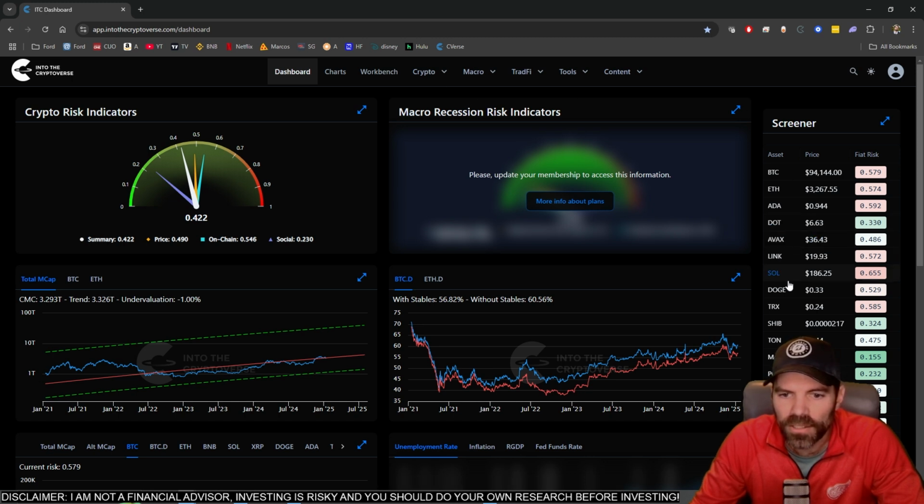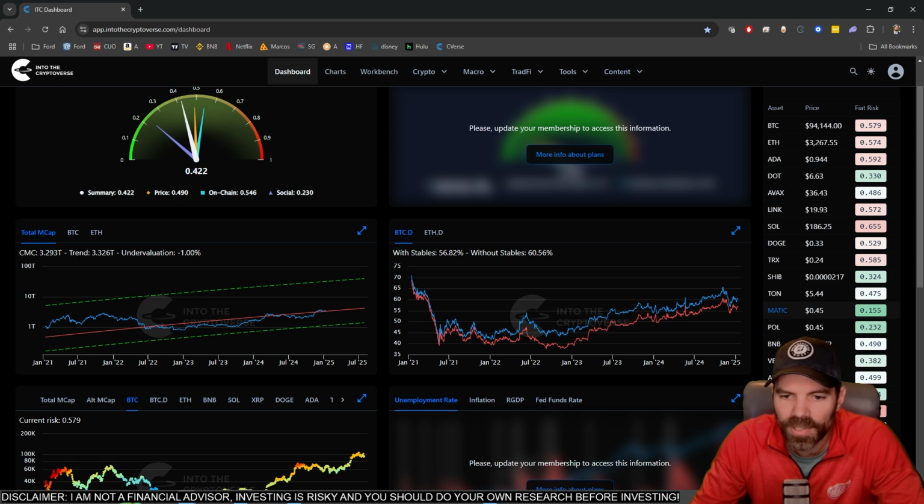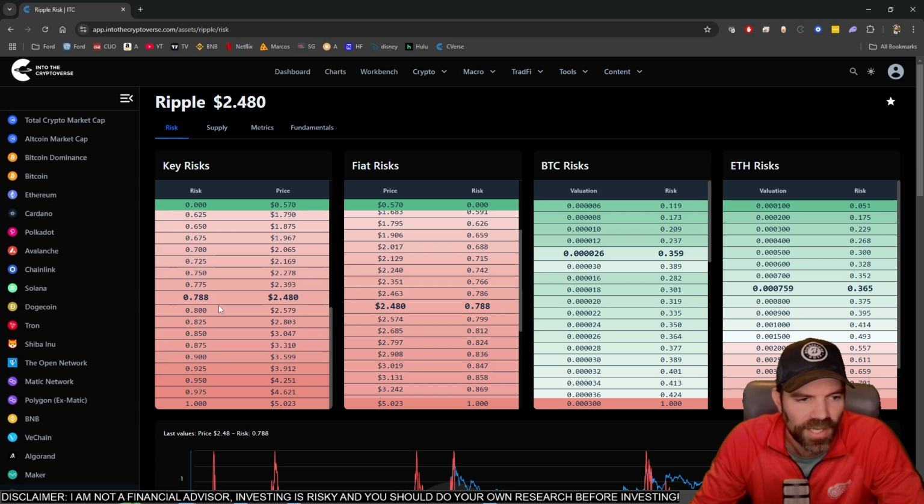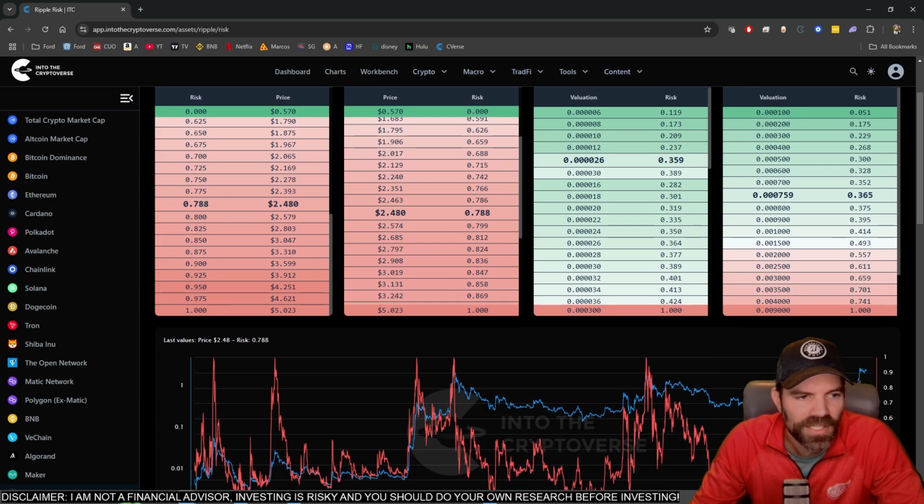So if we go to, where's XRP? XRP. Am I blind? Way down here. Okay, XRP risk. Okay, here you go. Fiat risk. So it's saying that around, here's just the key risk supply, right? So it's saying that right now we are kind of risky. We're almost at a 0.8 because the price of XRP was 50 cents not too long ago.